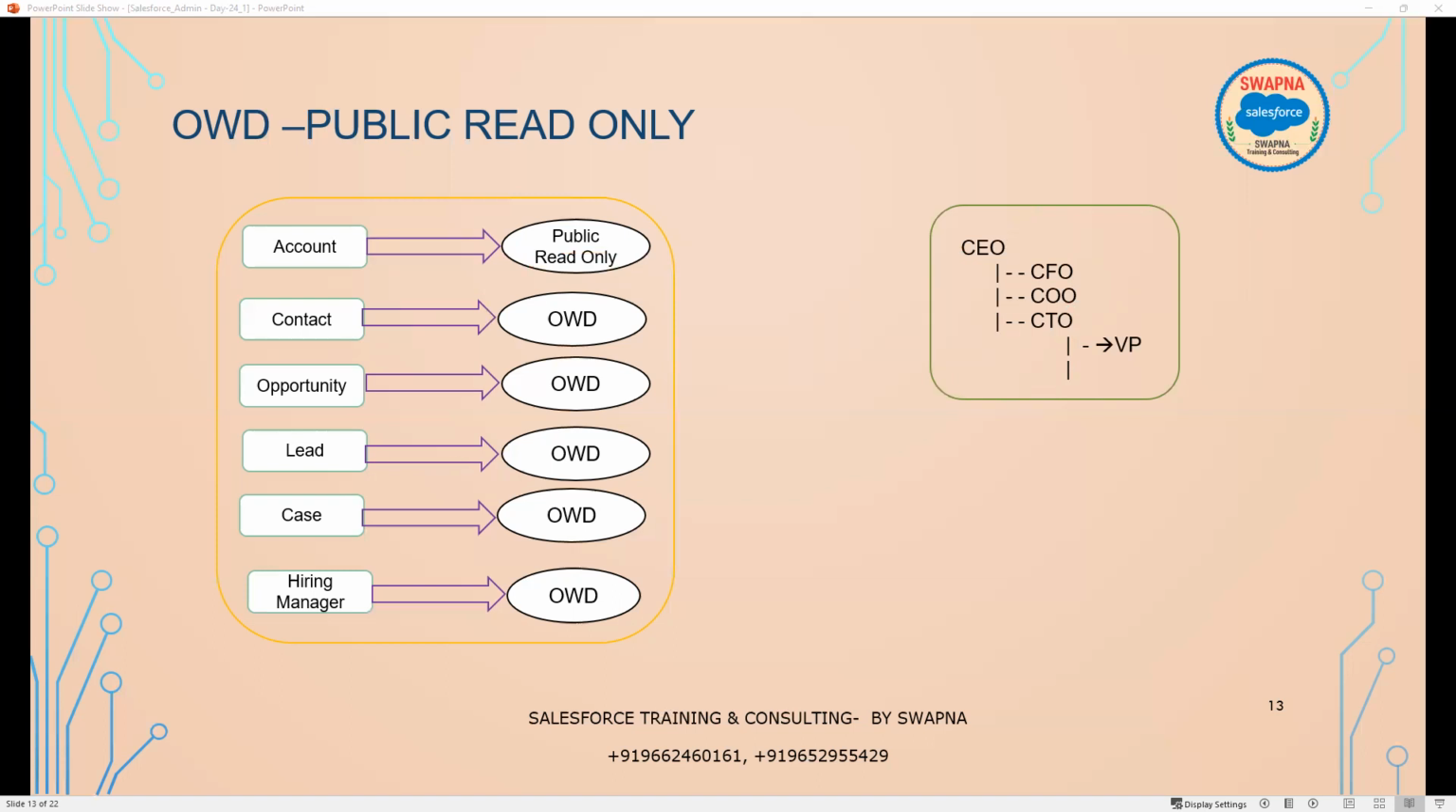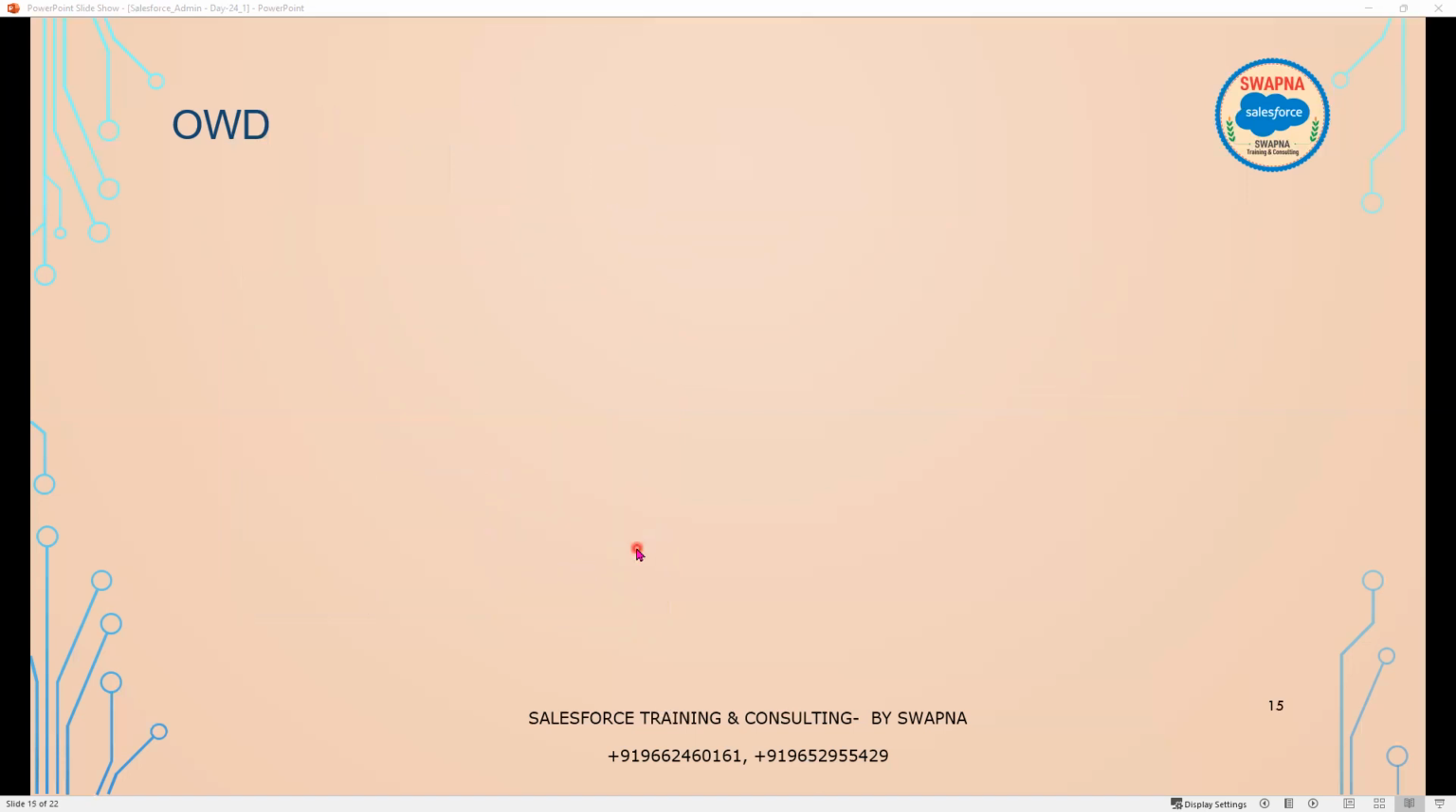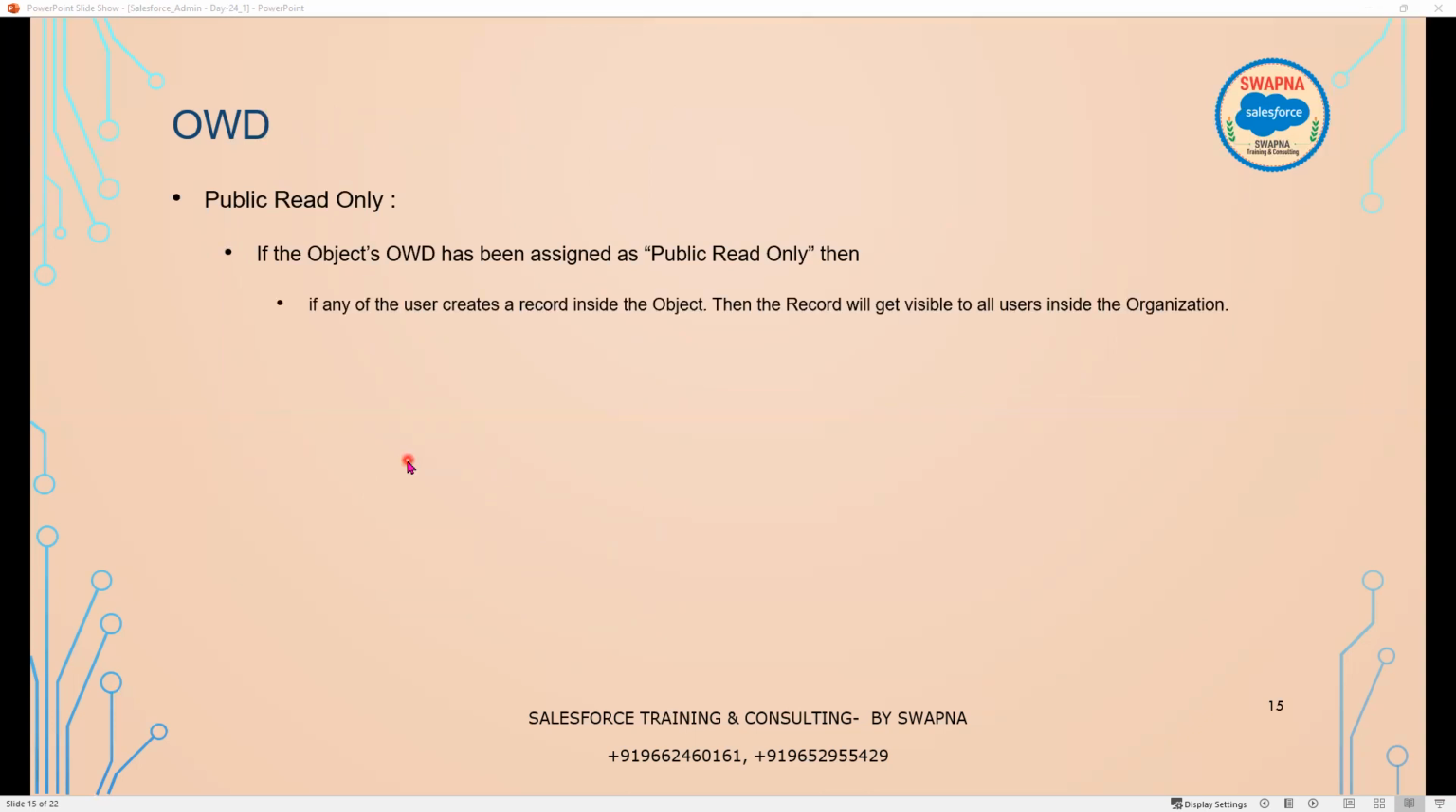If it is a read-write access, everybody can see the record, whether it is created by VP or CTO or COO. All the members can see the records. That means public read-only is nothing but, if the object OWD has been assigned to public read-only, then if any user creates a record inside the object, the record will be visible to all the users in the organization.